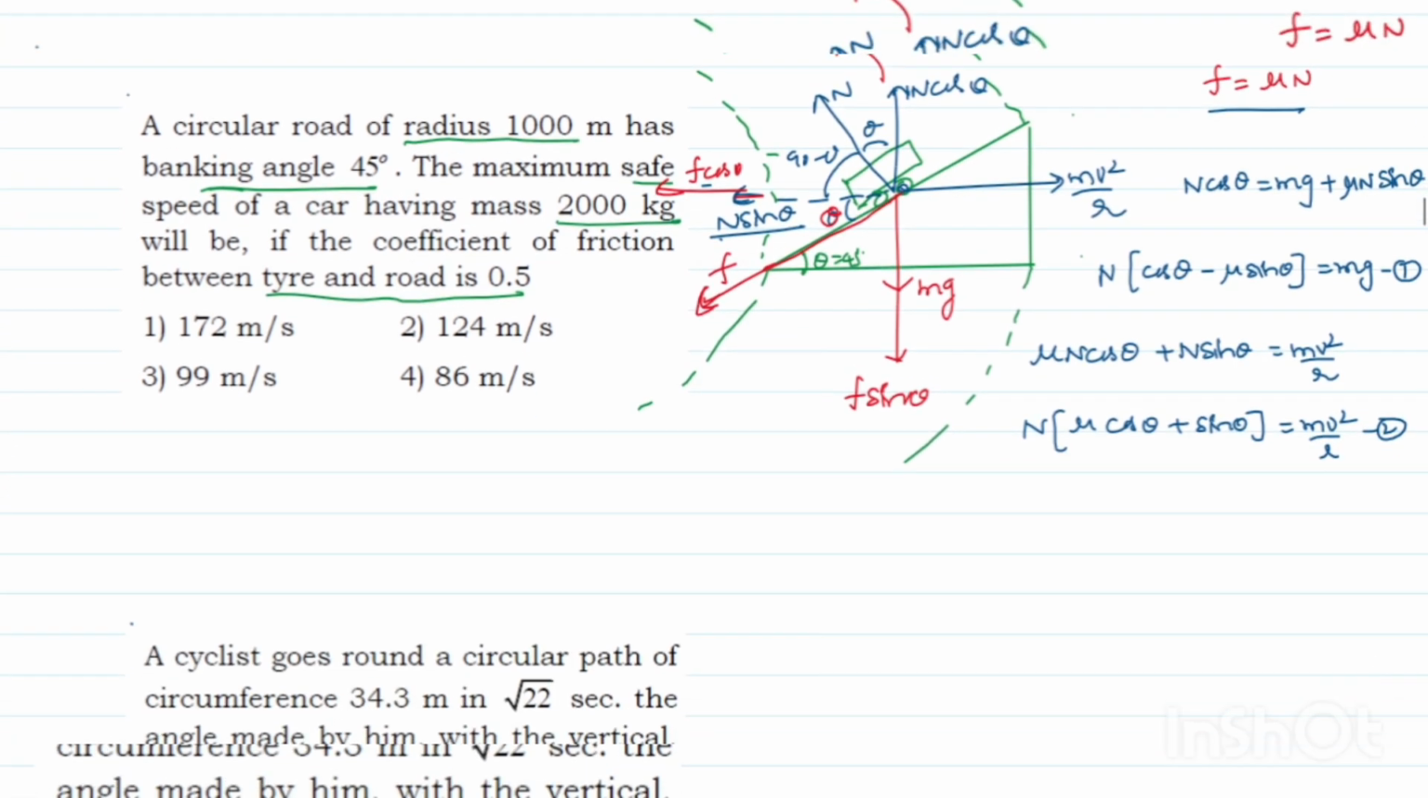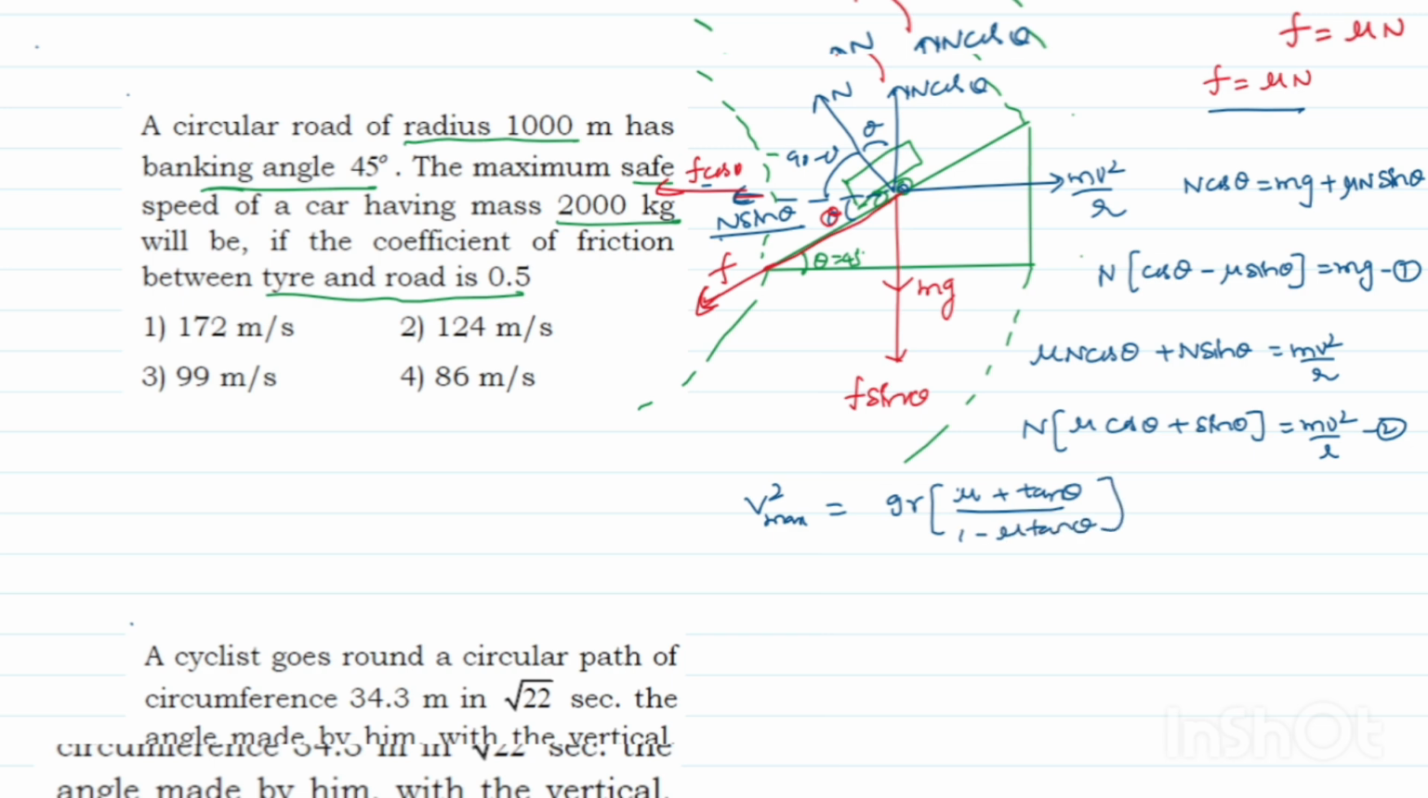Now when you simplify the first and second equations, the maximum safe speed v square will be g into r into mu plus tan theta, divided by 1 minus mu tan theta.